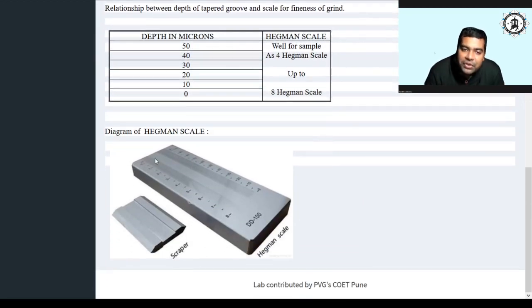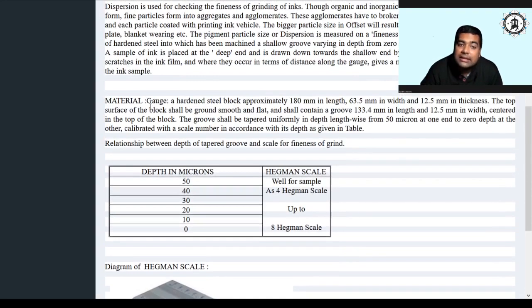Now you see, this is the shallow end and this is the deeper end. The depth here is nearly 50 micron, and here it is 0 micron. So if it is 0 micron here, what is going to happen? Let us take a look at what the nature of the gauge is like.